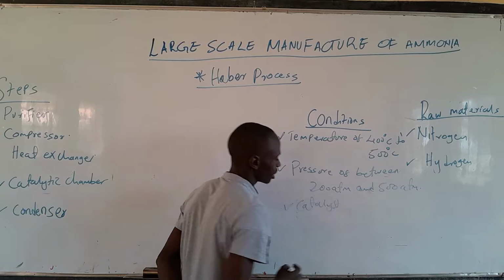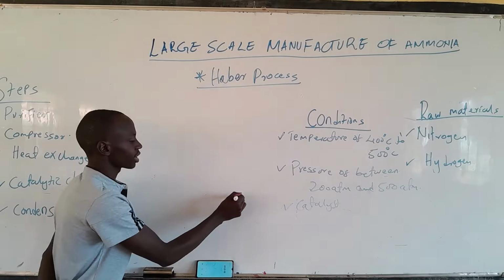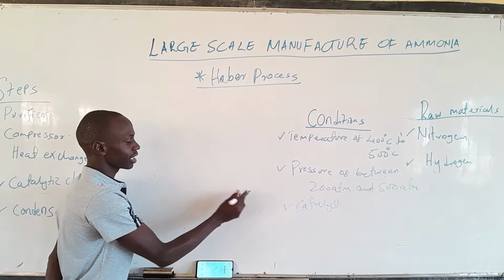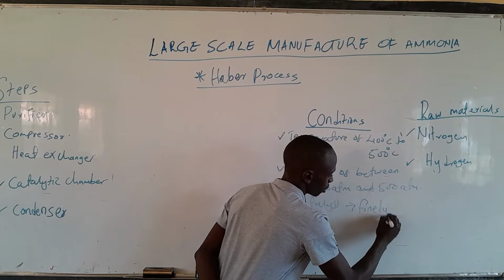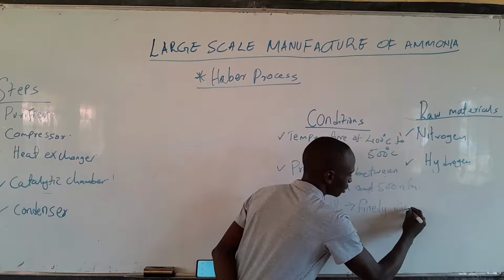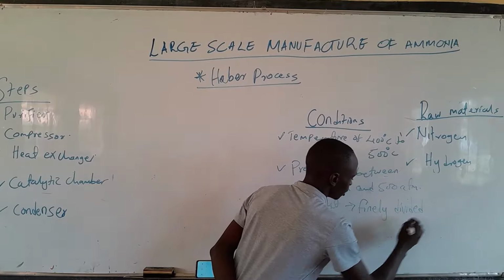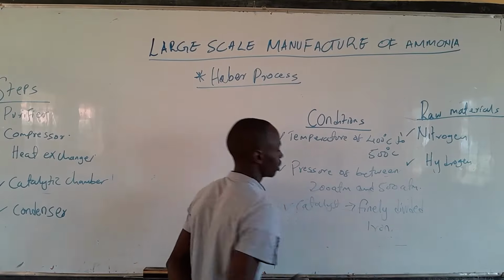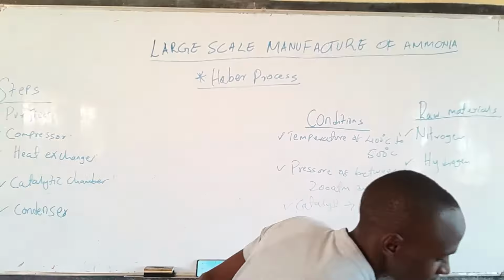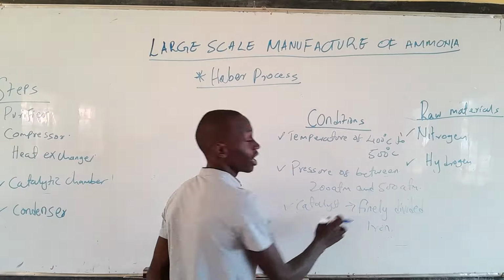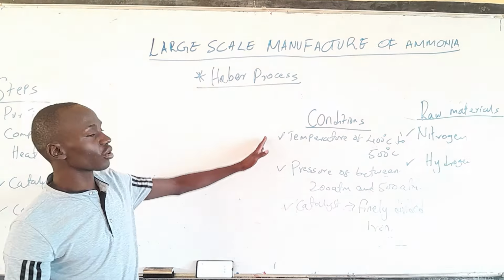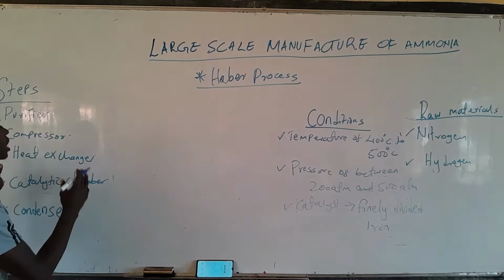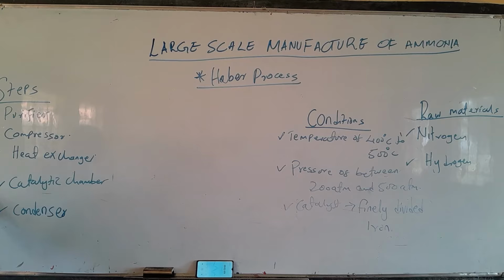For the Haber process, we are going to use a catalyst which is referred to as the finely divided iron. That is the catalyst for this process. After the conditions, we now look at the steps that involve the Haber process.